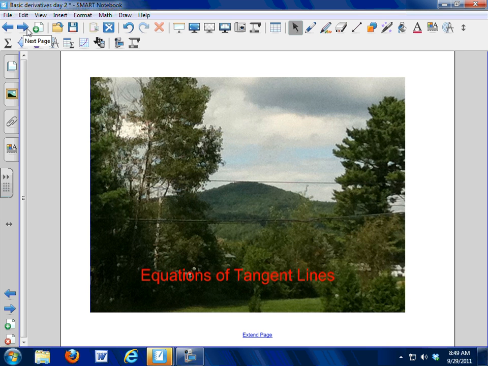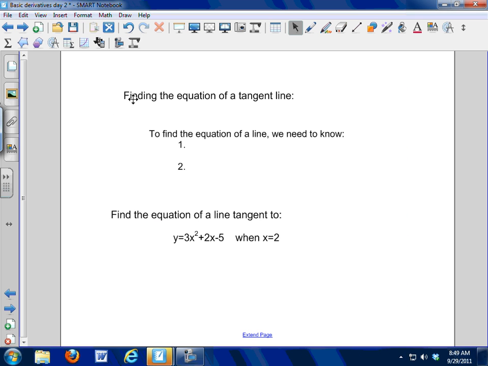But equations of tangent lines. Sorry, I'm going away, but now I'm back. Okay, so now I can actually maneuver. Here we go. Equations of tangent lines. What we want to do is find the equation of a tangent line. Simple enough. The topic's called that. We ought to be able to figure out how to do that.